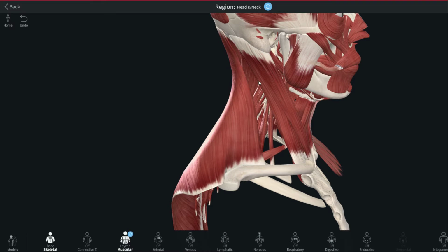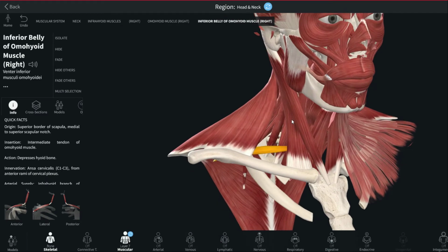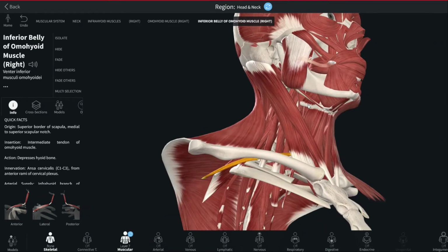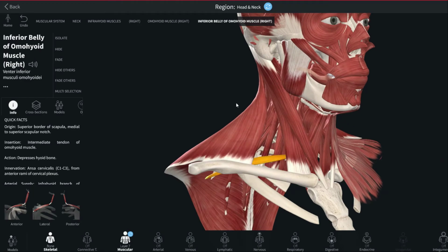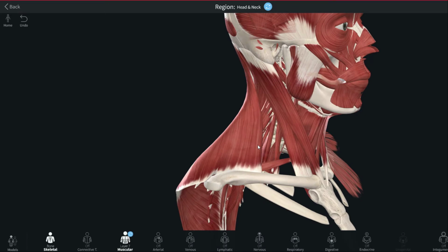So this muscle, which is running horizontally, is the inferior belly of the omohyoid muscle. Very, very important. The inferior belly of the omohyoid muscle is running horizontally across the posterior triangle close to its base, essentially dividing the posterior triangle into an upper triangle and a lower triangle.